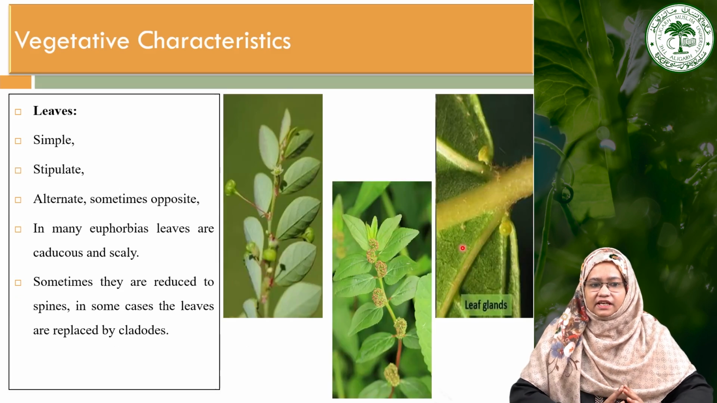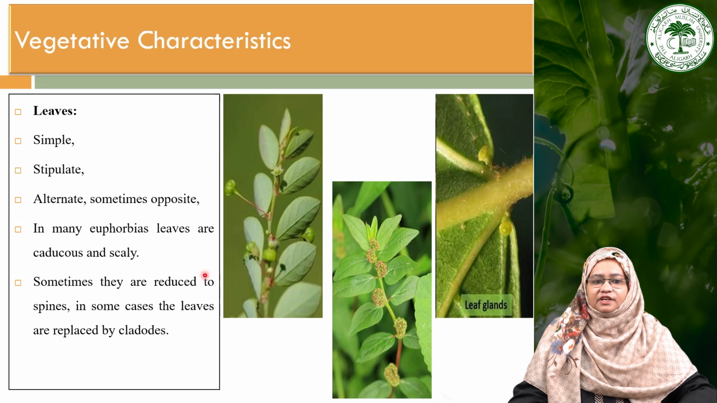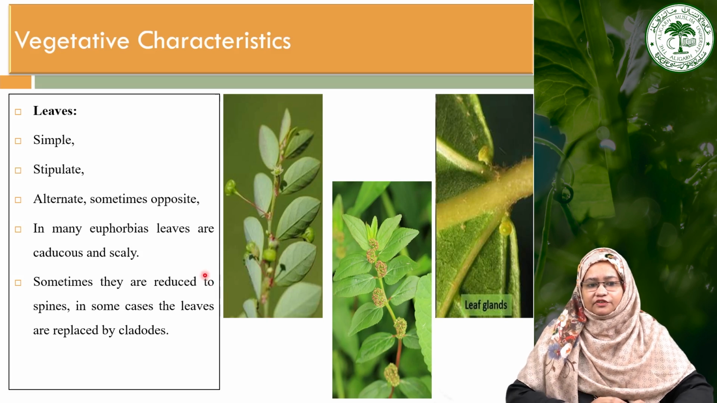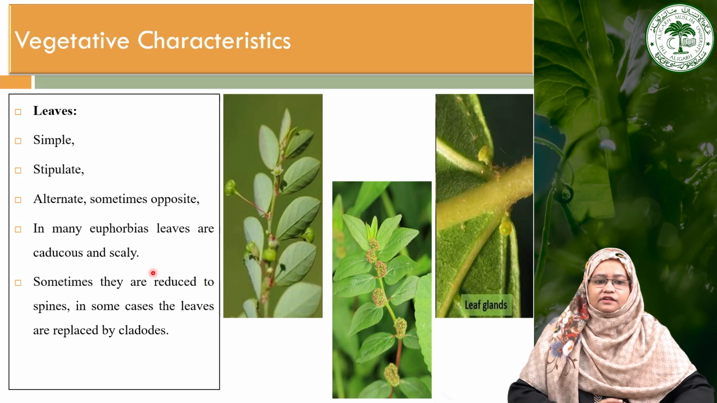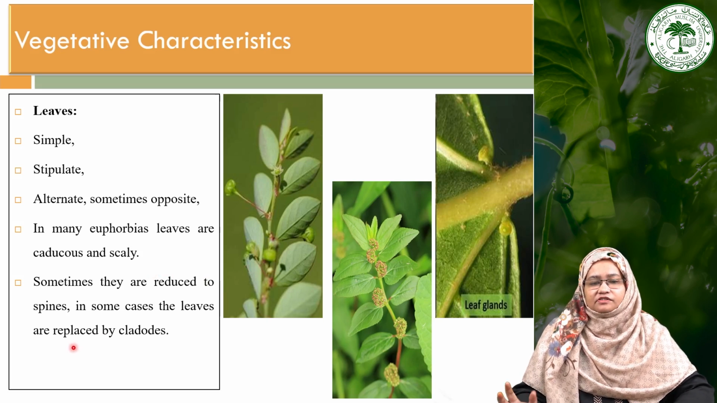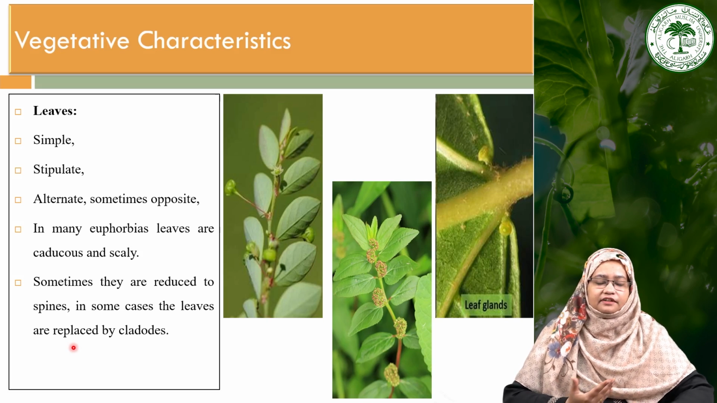Now moving towards the leaves. Leaves of this particular family are generally simple, stipulate, alternate as we can see here, or maybe opposite in many Euphorbias, and the leaves may be scaly or caducous. Sometimes they are reduced to spines as we have seen earlier, and in some cases the leaves are replaced by the cladodes.